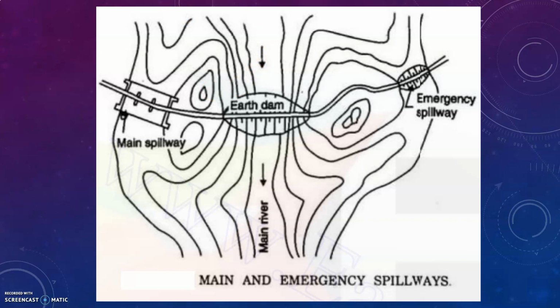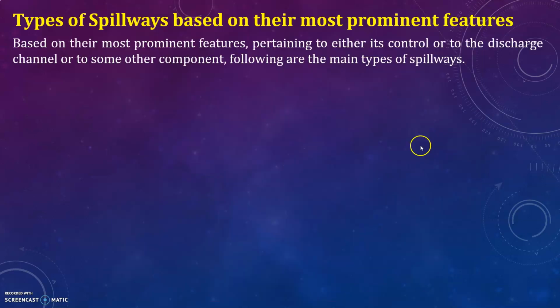The emergency spillways are thus constructed of low height earth embankments which, when overtopped during heavy floods, get washed away, leaving the main dam, having greater freeboard, entirely safe. The embankment of the emergency spillway is therefore called the breaching section, the top width of which is usually kept less than 9 meters. You can see here this is the main spillway of the earth dam, this is the main river, and this is the emergency spillway.